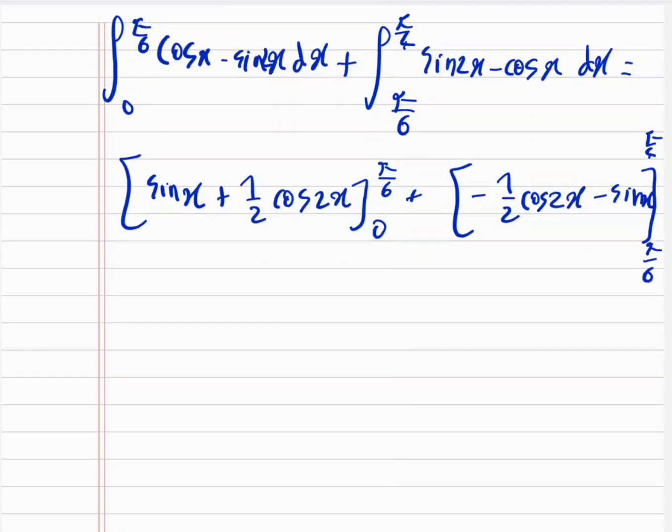Right, so we just substitute, and after the calculation, the final answer is 2 minus root 2 over 2.